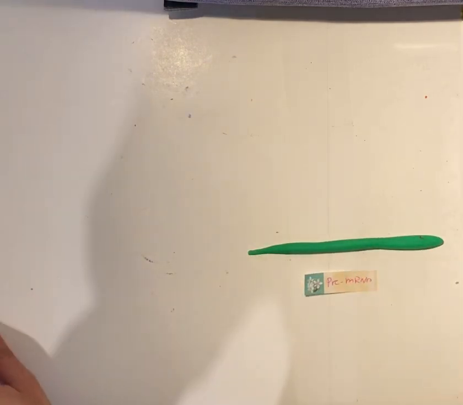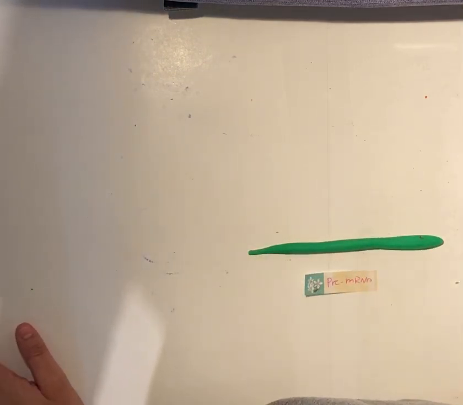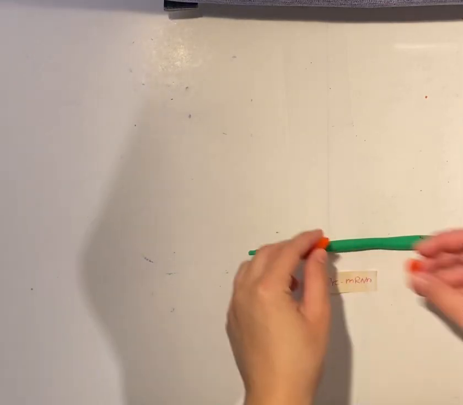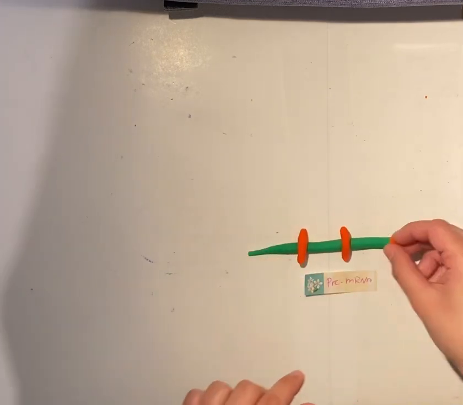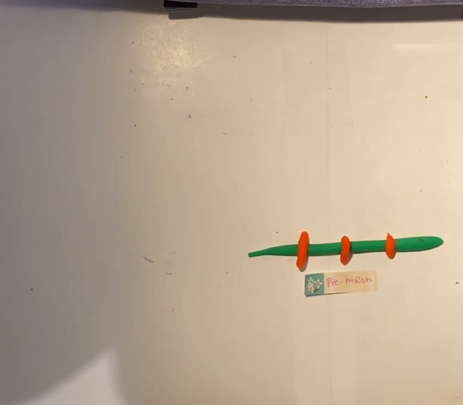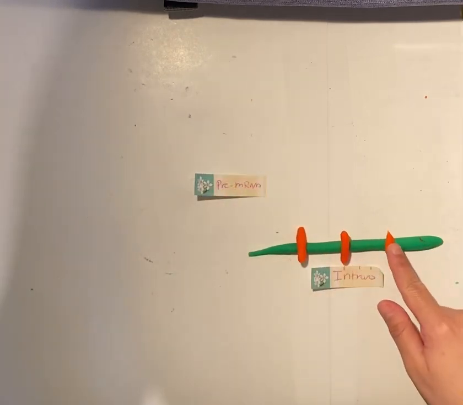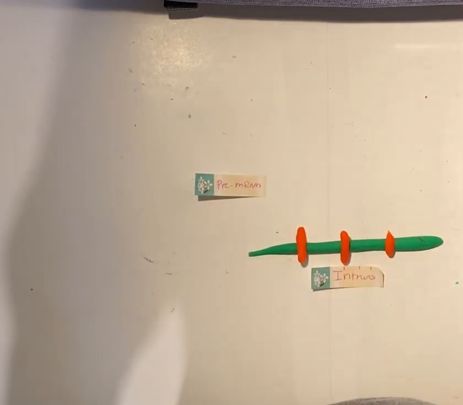Before translation can happen, pre-mRNA must be processed and converted into mRNA. To convert into mRNA, we must have splicing, a 5 cap, and a poly A tail done. Splicing will remove introns, which are these orange pieces, because they will not translate into proteins. Only exons will, which are these in the green.